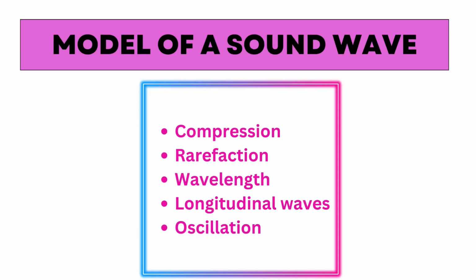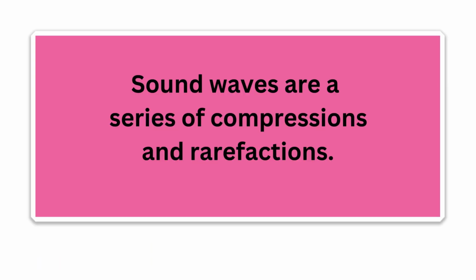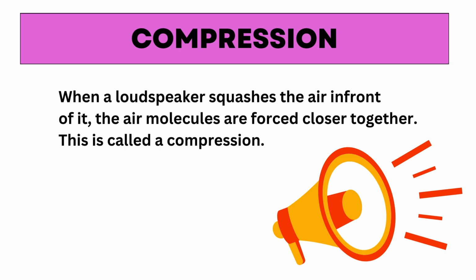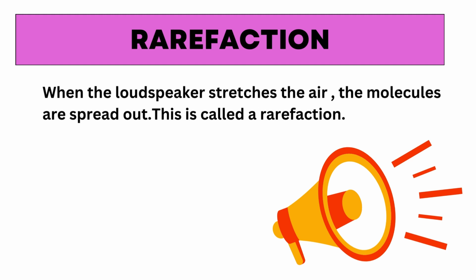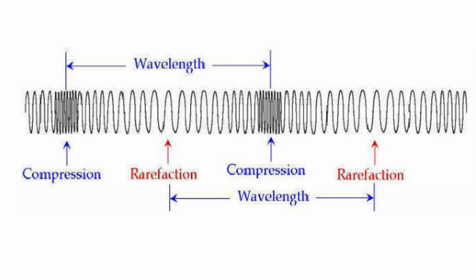Model of a sound wave. Sound waves are a series of compressions and rarefactions. So, what is compression? When a loudspeaker squashes the air in front of it, the air molecules are forced closer together. This is called a compression. When the loudspeaker stretches the air, the molecules are spread out. This is called a rarefaction.